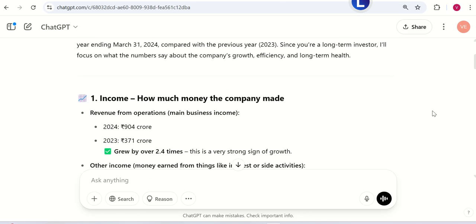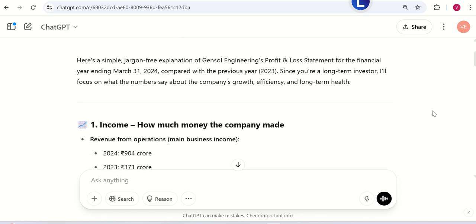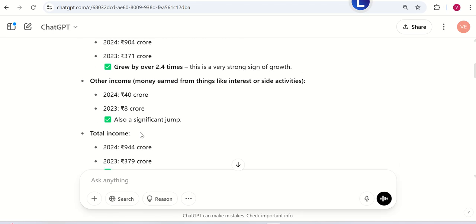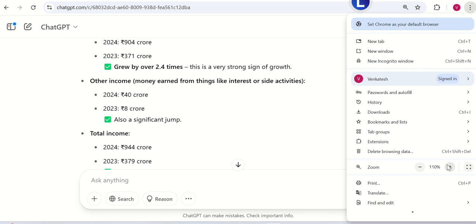Cool. So first it talks about income. It compares the 2 years income and it says between 23 and 24 it is almost 2.4 times, which is a strong sign of growth. So it is trying to give you the inferences from the numbers as well. Then other income, there's a significant jump from 40 crores to 80 crores. Let me make it a little bit bigger, please.